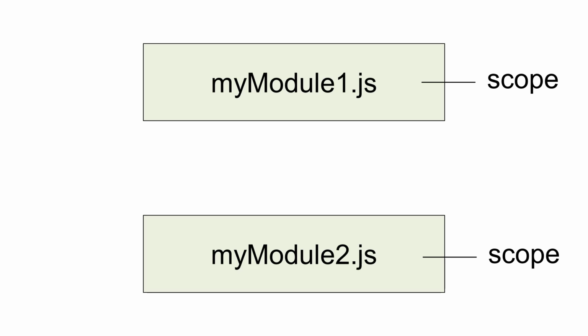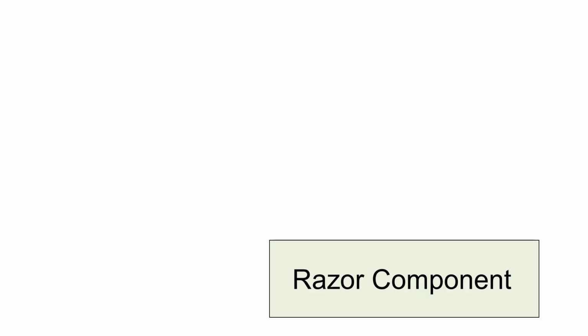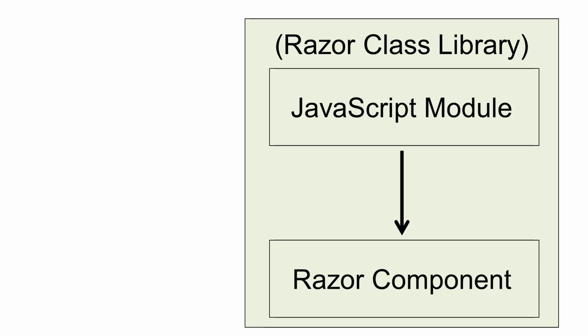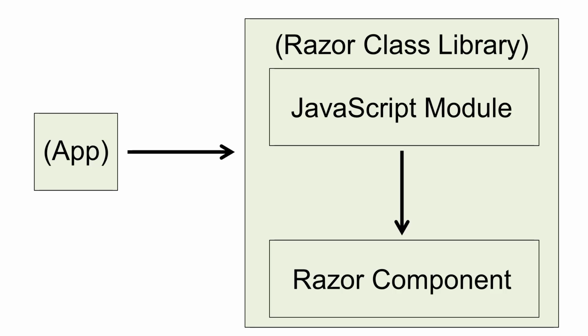And there is another benefit also. Let's say we are creating a Razor component that imports a JavaScript module and we put that component in a Razor class library. Then any consuming application, that is an application that is trying to consume the Razor class library, does not have to import the JavaScript module.